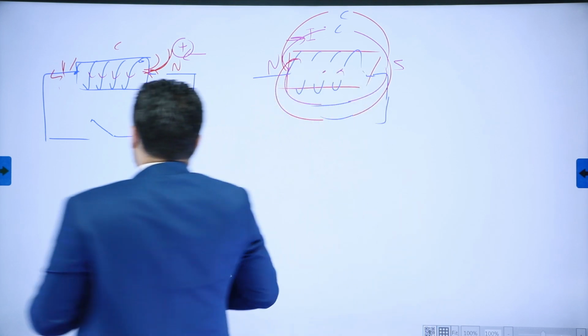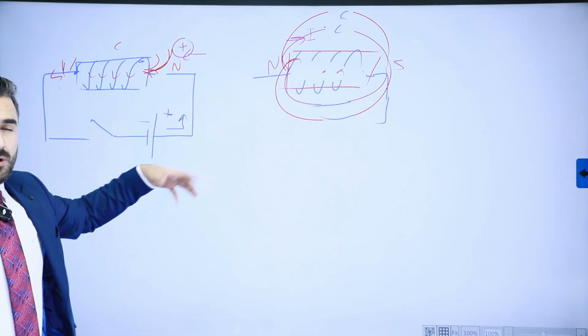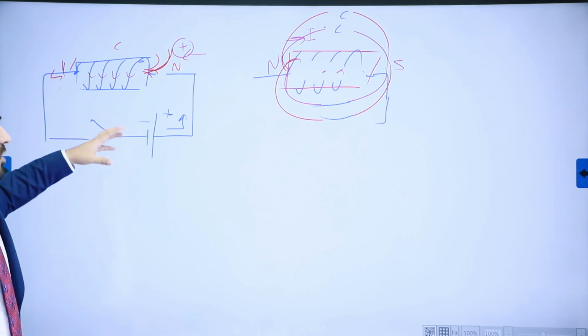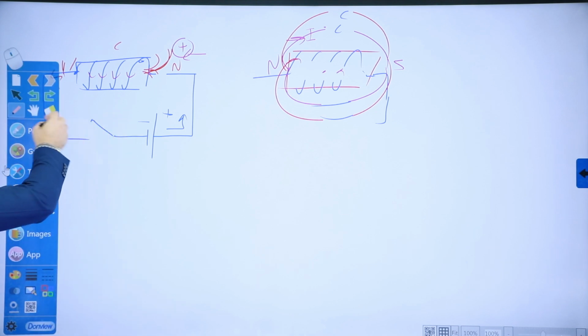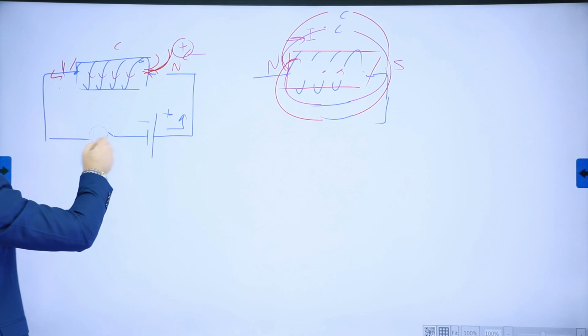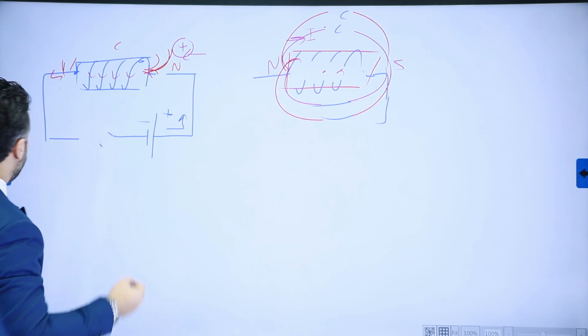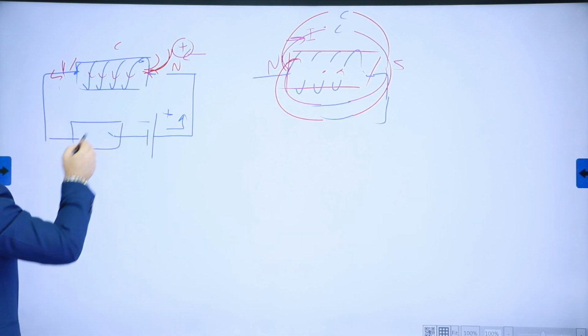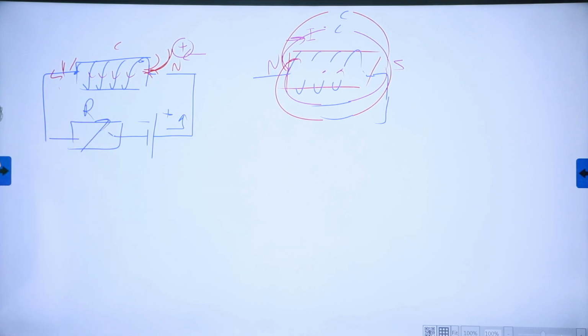All right, so in order to do this one, or constantly have this changing, instead of turning the switch on and off manually, we can have something different. Instead of all this, we can use a variable resistor here. So what does this variable resistor do?